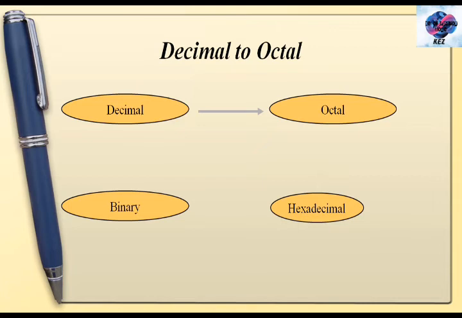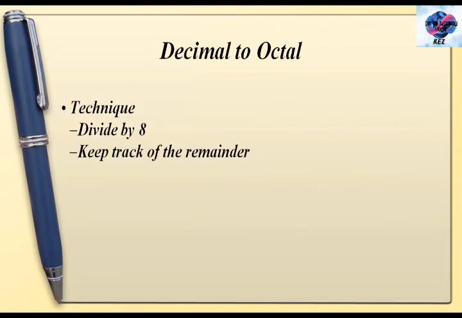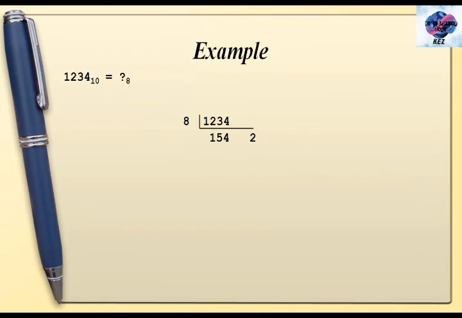So let's see the technique once again. Divide by 8 and keep track of the remainder. The same thing: when converting decimal to binary, we divide by 2. Here we divide by 8. Why? Because it is octal. Let's take one example, 1234. 1234 will first be divided by 8. We get 154 and remainder 2. Again we divide 154 by 8. We get 19 and remainder 2. Again this 19 will be divided by 8. We get 2 and remainder 3.